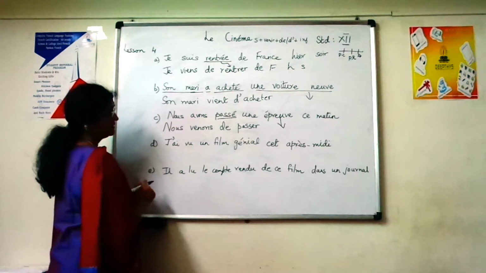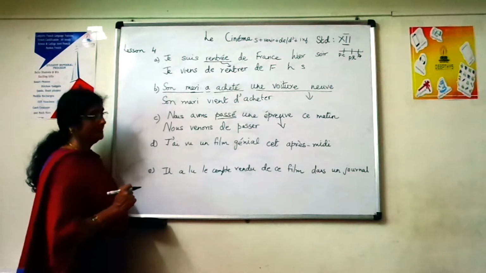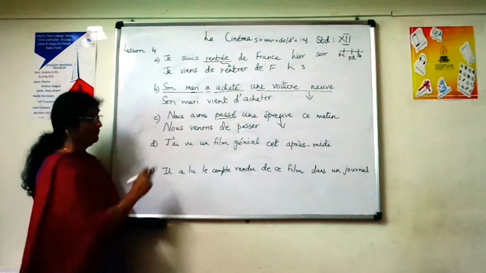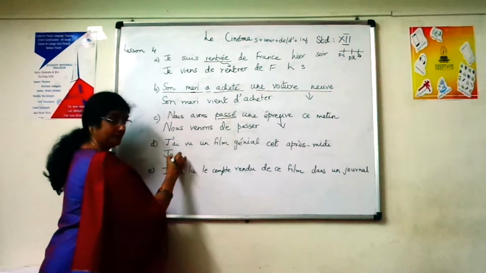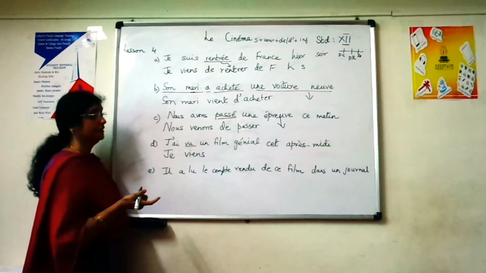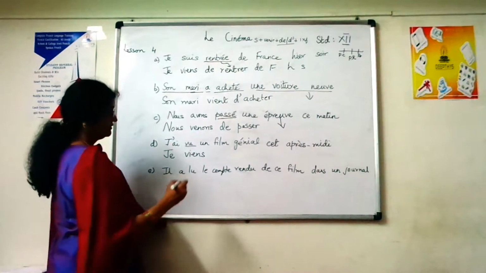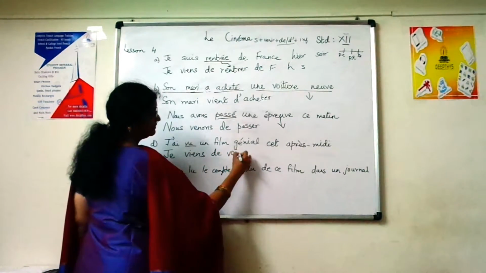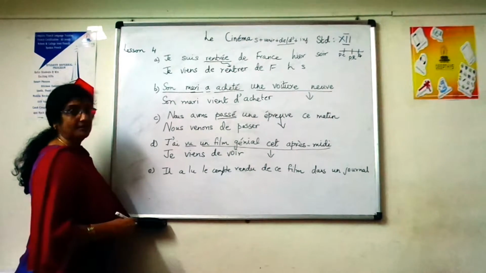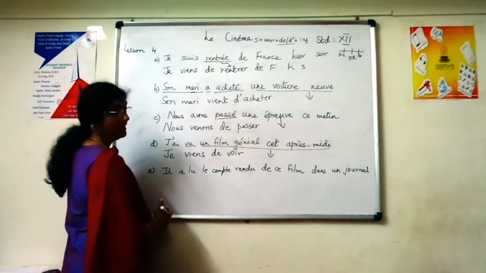We now move to the next sentence. J'ai vu un film génial cet après-midi, which means I saw an excellent or an awesome film this afternoon. So now I'm going to make this into passé récent. You write the subject, je, conjugate venir, and this is the past participle from which you write the infinitive of the verb. But remember, before you write the infinitive, it is important to write de or d apostrophe. So je viens de voir, and then you bring this whole thing back into the sentence. Je viens de voir un film génial cet après-midi, which means I just saw an excellent film or an awesome film this afternoon.